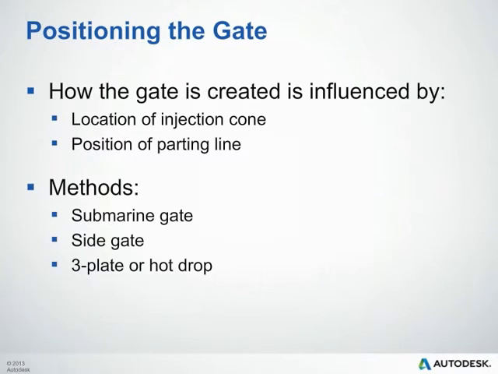How the gate is created is influenced by the location of the injection cone as well as the position of the parting line. I'll show you some examples of how we can use these to create different gate scenarios. Some of the ones we'll cover specifically will be a submarine gate, or maybe a tunnel gate, you call it, a side gate or a tab gate, and a 3-plate or hot drop.